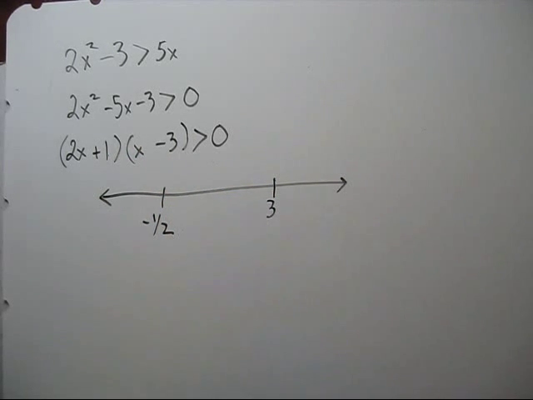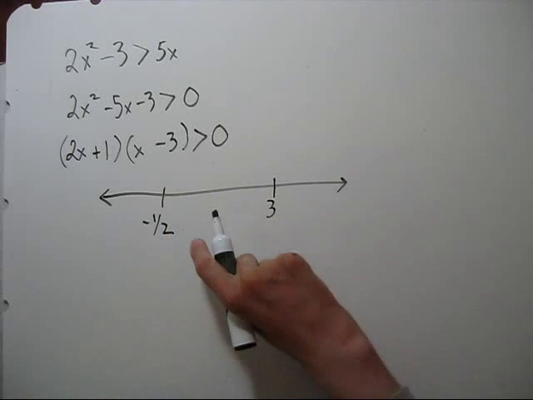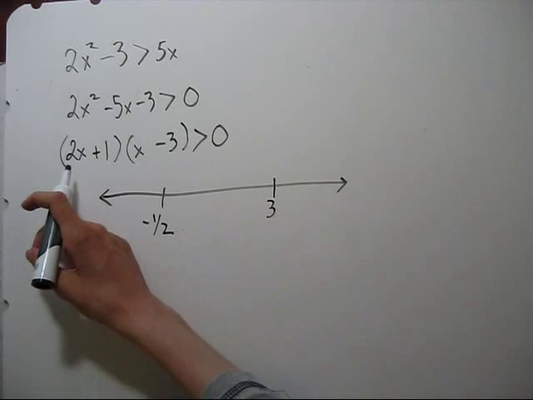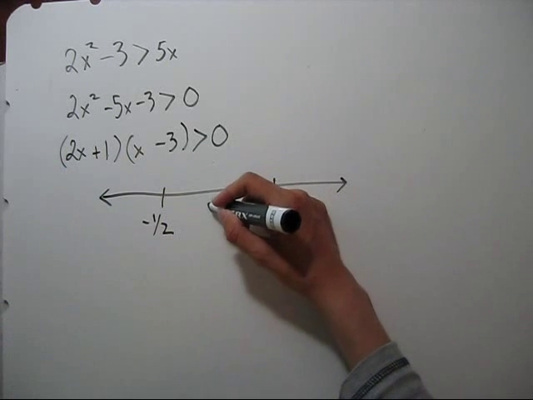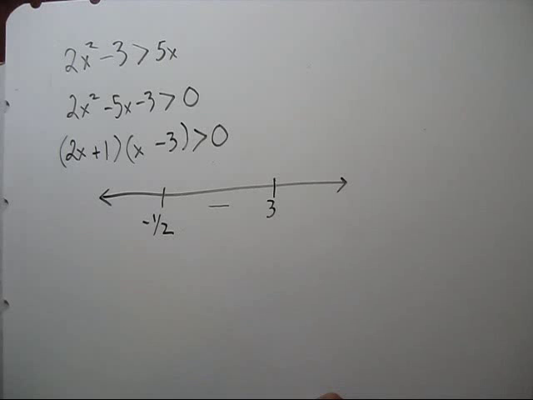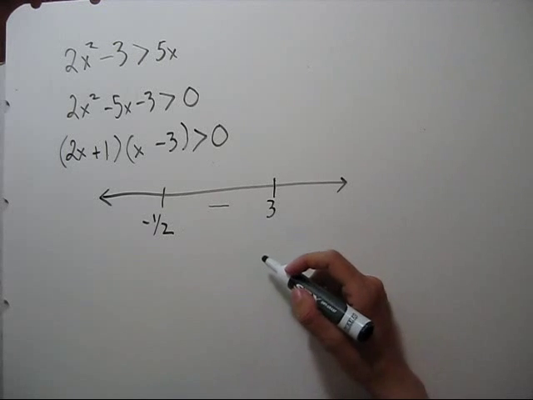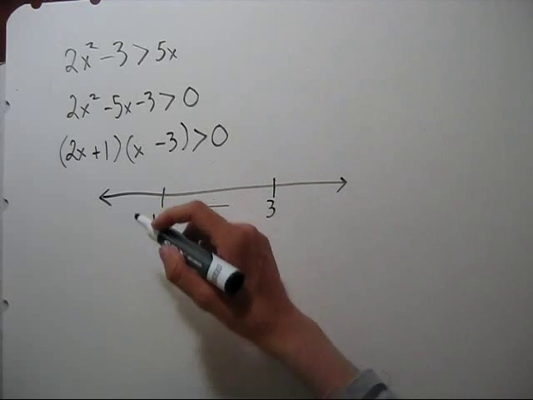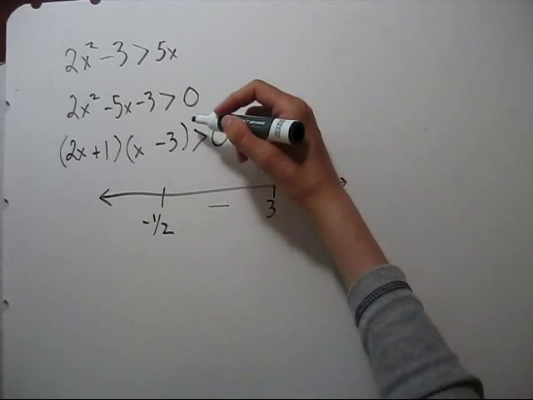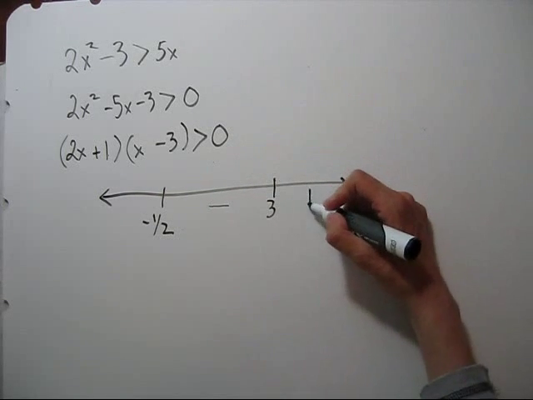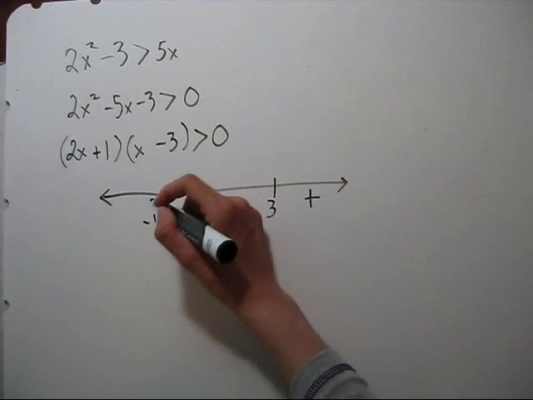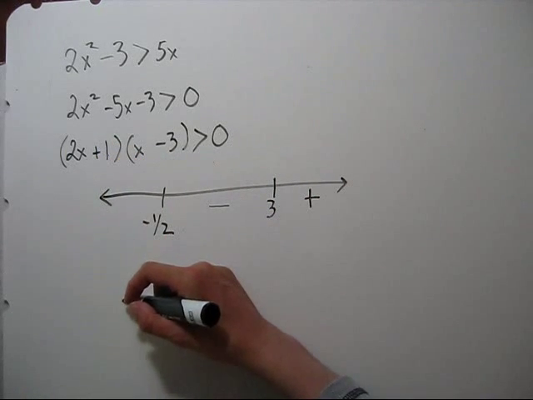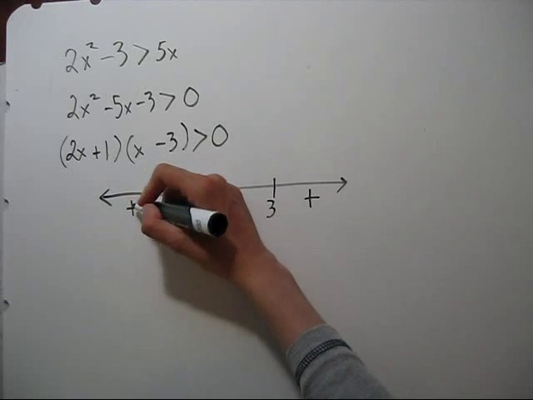Now you pick a starting point. You could pick 0. Let's do 0. If you plug in 0, we'll get a 1 times a -3, which is negative. And now we use the multiplicity to see if we're going to be positive or negative. Now 3, our multiplicity is 1, so we change sign as we cross that 3. And -1/2 also has multiplicity 1, so we will change to a positive.